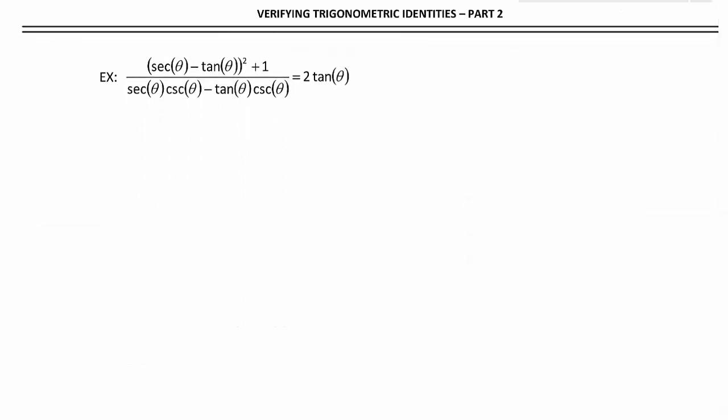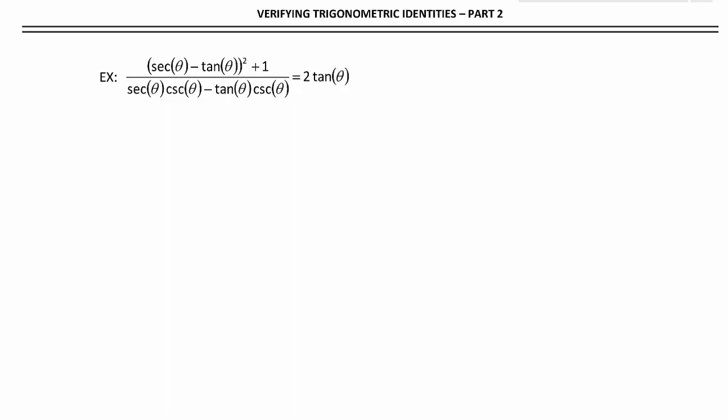Let's verify that secant of theta minus tangent of theta quantity squared plus 1 divided by secant of theta cosecant of theta minus tangent of theta cosecant of theta is equal to 2 tangent of theta. Well, as soon as I look at this, I say a bunch of stuff has to cancel out. To go from that really complicated fraction on the left-hand side to just 2 tangent, there has to be a lot of stuff canceling out.